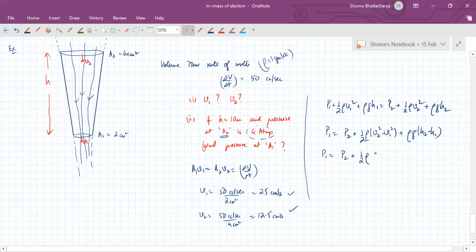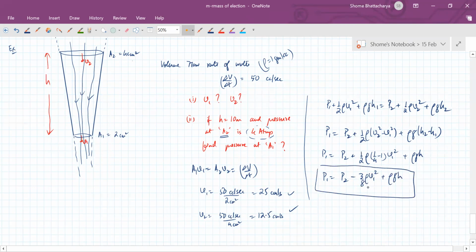Now we can write this as, you can see that V2 is equal to half of V1. So this will become (1 by 4 minus 1) of V1 square, plus rho g H, because H2 minus H1 is nothing but that positive height. So P1 should be equal to P2 minus 3 by 4, or rather 3 by 8, rho V1 square plus rho g H.